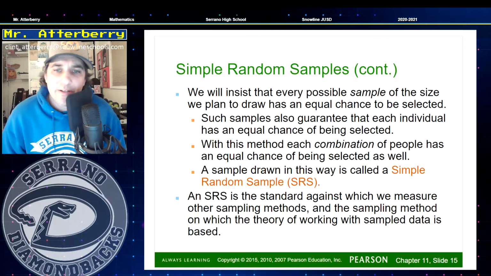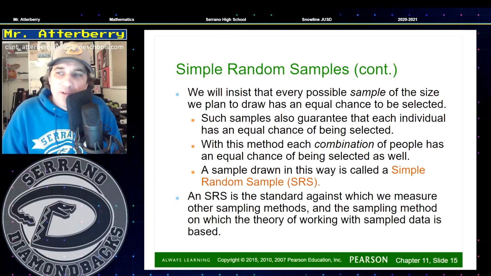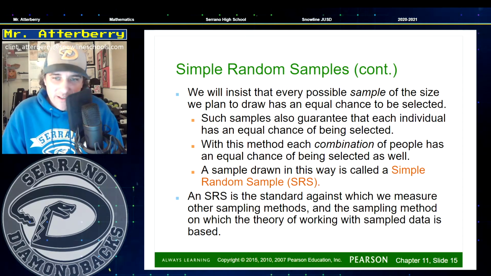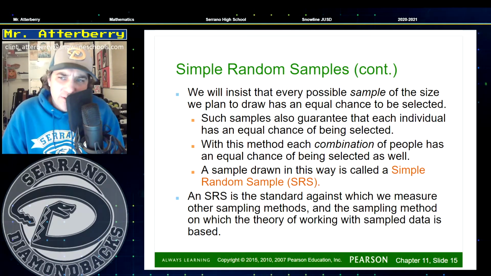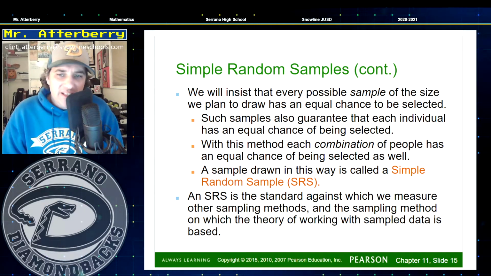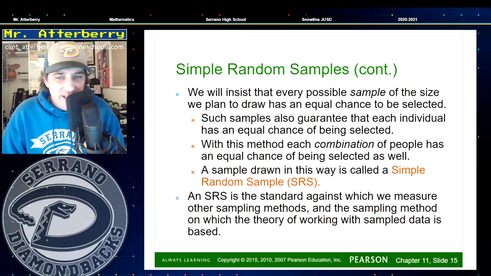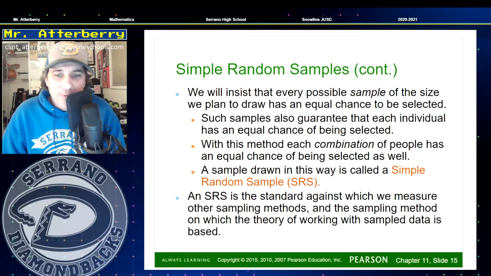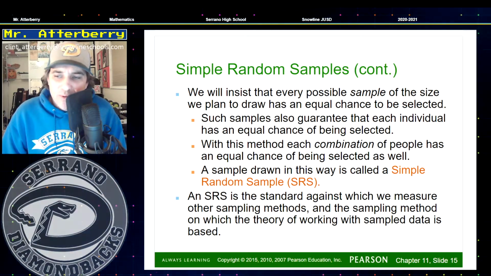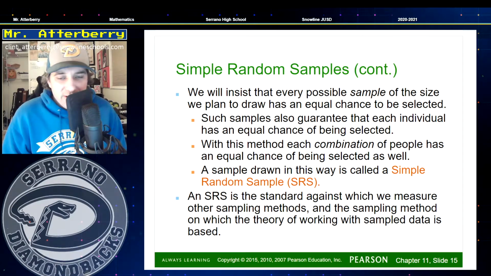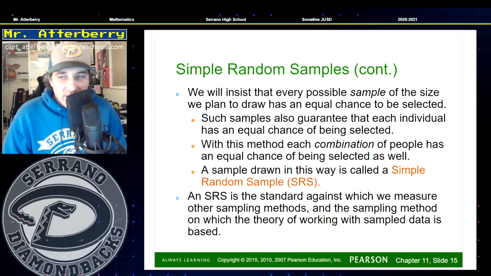So, continued, we will insist that every possible sample of the size we plan to draw has an equal chance to be selected. Such samples also guarantee that each individual has an equal chance of being selected. With this method, each combination of people has an equal chance of being selected as well. A sample drawn in this way is called a simple random sample. You'll commonly see this referred to as SRS.